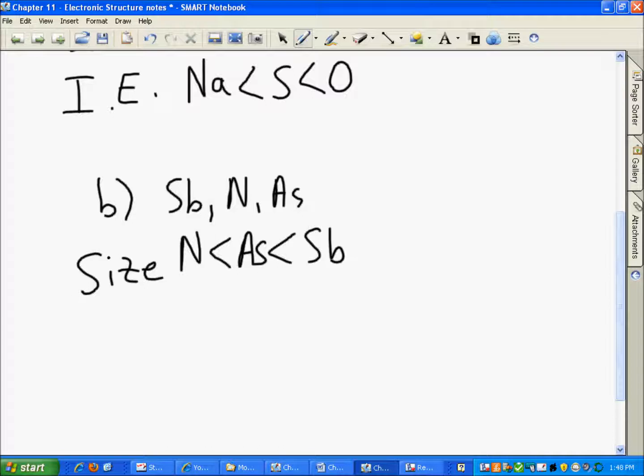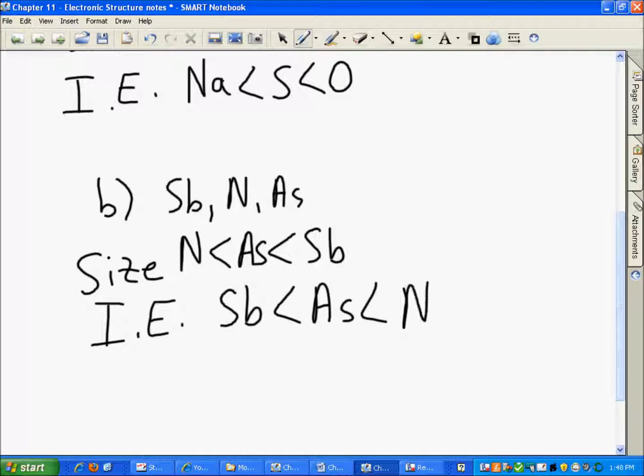What about ionization energy? Just the opposite. Yep. Sb less than As less than N.